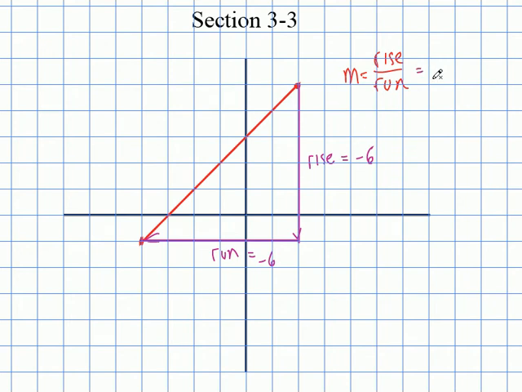So what is the rise? The rise is -6, and the run is -6. Do we leave it like that, though? If you left that as a fraction? No, you wouldn't leave it like that. What's negative divided by negative? It's positive. And 6 over 6 is 1. So the slope of this is 1.